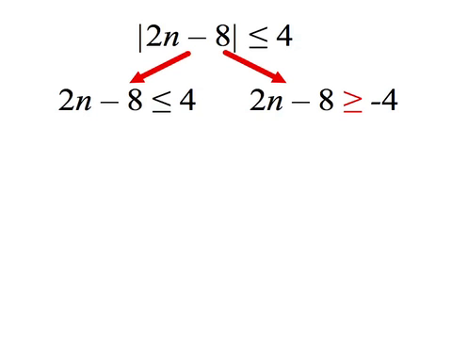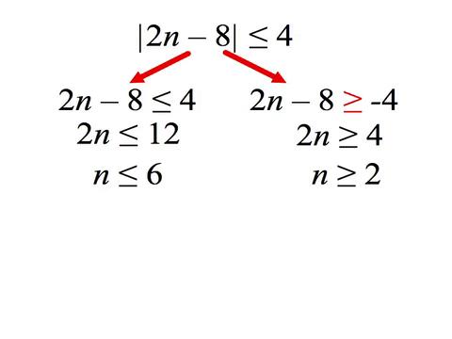We split it as shown, making the 4 positive on the left, as it was in the original inequality, but changed to negative 4 on the right. We've also reversed the sense of the inequality on the right. We solved the two once again by adding 8 and dividing by 2. But now we get n is less than or equal to 6. n is greater than or equal to 2. That's an AND problem. We're looking for the numbers 2 through 6.